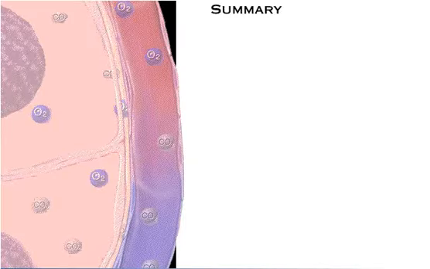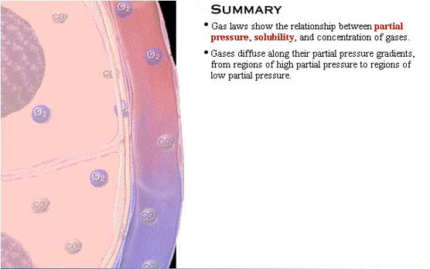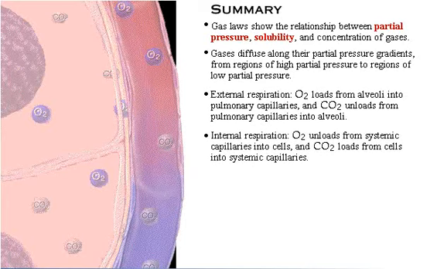Here's a summary of what we've covered. Gas laws show the relationship between partial pressure, solubility, and concentration of gases. Gases diffuse along their partial pressure gradients from regions of high partial pressure to regions of low partial pressure. During external respiration, oxygen loads from alveoli into pulmonary capillaries, and carbon dioxide unloads from pulmonary capillaries into alveoli. During internal respiration, oxygen unloads from systemic capillaries into cells, and carbon dioxide loads from cells into systemic capillaries.